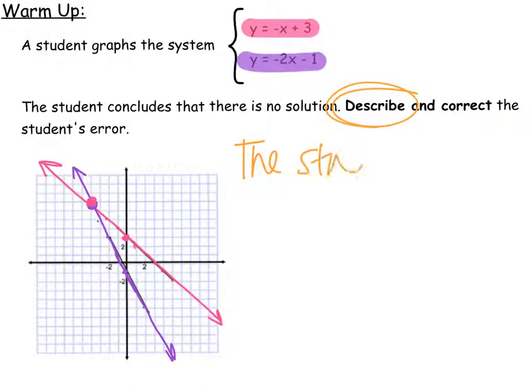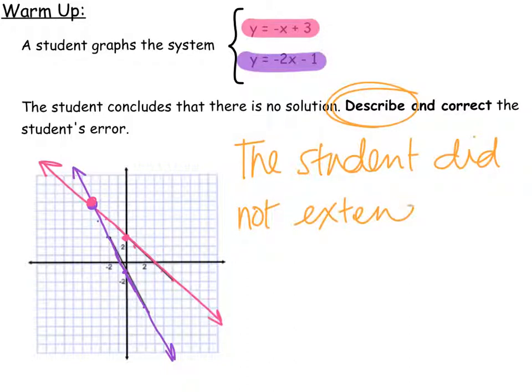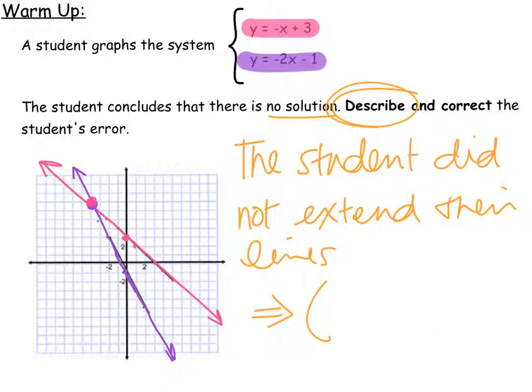And so if we're describing what the error is, the student did not extend their lines. And that changes things because they got no solution. However, the correct answer would be one solution. And our answer would actually be -4, 7. And so notice what graphing can do if you do short little lines or if you do nice long extended lines. And the difference is that that can make in your answers.